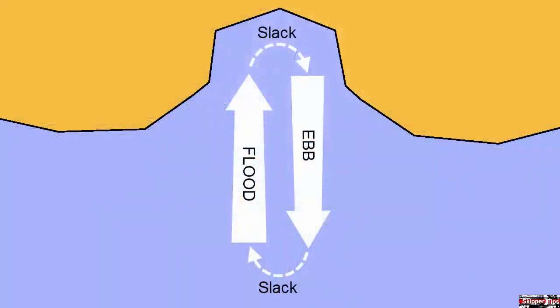Flood current is the horizontal flow of water from the sea toward the land. Ebb current is the horizontal flow of water from land toward the sea. Slack water is that period of time when the current comes to rest before it changes direction from ebb to flood or flood to ebb. During this slack water interval, current speed will be about 0 to 1/2 knot.